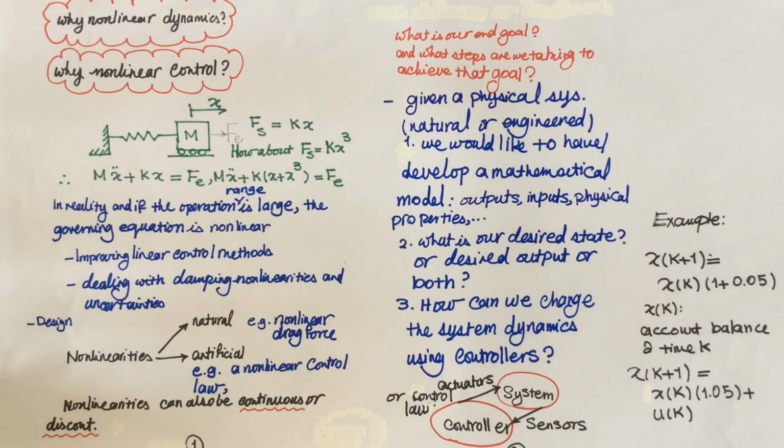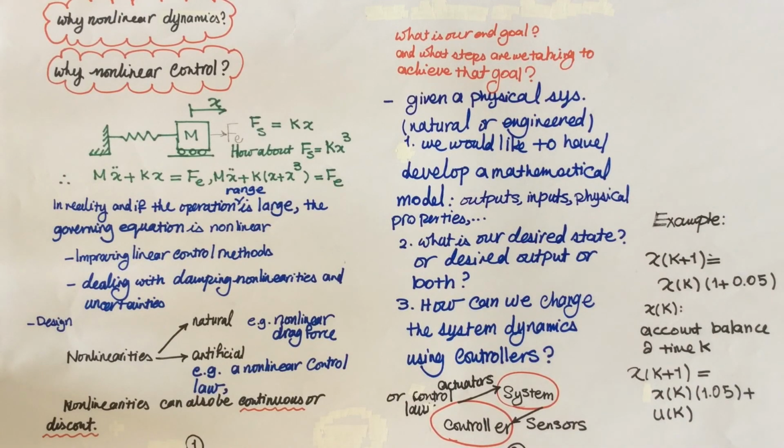Now, in general, what is our end goal? So what is it we are trying to do in this course, or what steps do we need to take to achieve our goal? If I give you a physical system, a real, natural, or engineered physical system, the first thing you need to do is develop the mathematical model of the system. For that, if you have, for example, a mechanical system, mostly it's true for our case, you're going to use, for example, Newton's second law, and using that, you're going to develop your mathematical model.